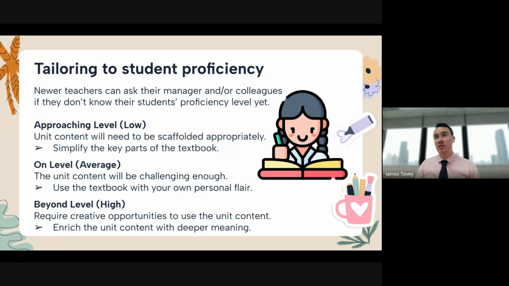So you might already have been told, like, oh, you've gone to a prestigious school, or you're going to more of a lower socioeconomic school or something like that, or whatever the performance level is at. You may have been told that, or maybe you've been working here for a while and you want to look at the way you're doing lesson plans, and you may want to adjust that accordingly. So we essentially have 3 categories: approaching level, which is kind of low level; on level, which is like your average student; and the beyond level, which is a higher level student, very proficient. Now, for an approaching level or low level student, the unit content will need to be scaffolded appropriately.